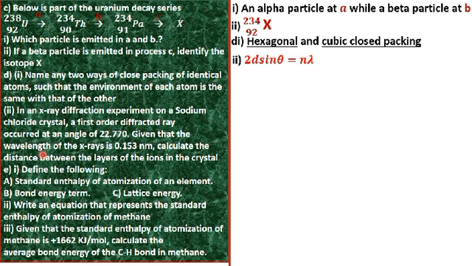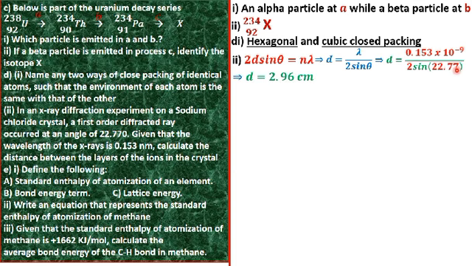According to Bragg's equation, 2d sine theta is equal to n lambda. Since they're talking about the distance between successive layers, our n in this case has to be 1. So making d the subject, we have d equals lambda over 2 sine theta. Plugging in all the values, we have d equals 0.153 times 10 raised to the power negative 9 over 2 sine of the angle, 22.77. So simplifying this result, guys, we have d to be 2.96 centimeters. Alright, that's it.